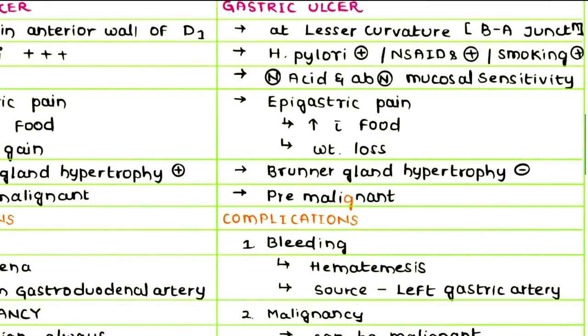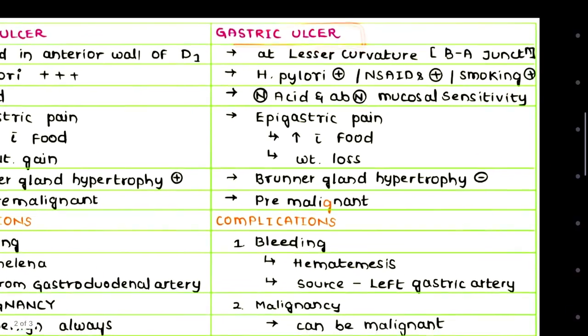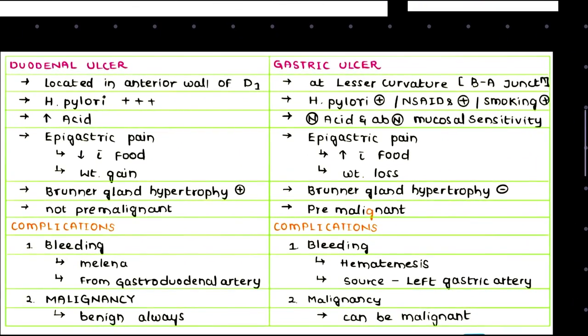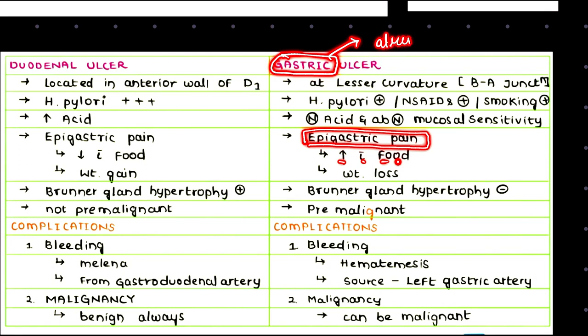Now, what about gastric ulcer? Talking about gastric ulcer, there is epigastric pain. In the case of duodenal ulcer, we say that it will be reduced with food intake. But in the case of gastric ulcer, this epigastric pain will be increased with food intake. Why? Because here we're talking about gastric ulcer, the thing that is happening in the antrum, and the antrum is in the stomach, and the stomach is the site of HCl production.